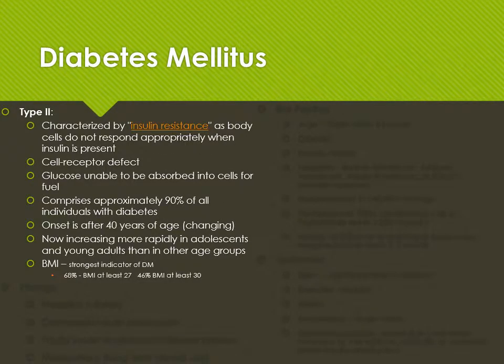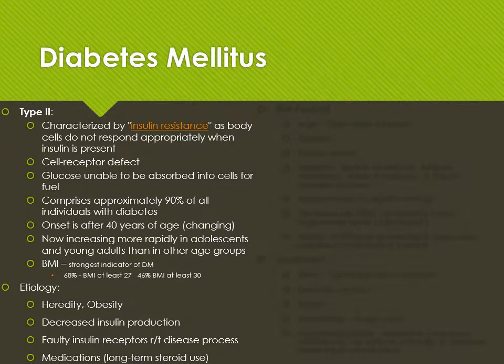Type 2 is characterized by insulin resistance, as the body cells do not respond appropriately when insulin is present. There is a cell receptor defect. Glucose is unable to be absorbed into cells for the fuel of the body. It comprises approximately 90% of all individuals with diabetes. Onset is after the age of 40, and that is presently changing. Now it is increasing more rapidly in adolescents and young adults than in the other age groups of the elderly. BMI is the strongest indicator of DM.